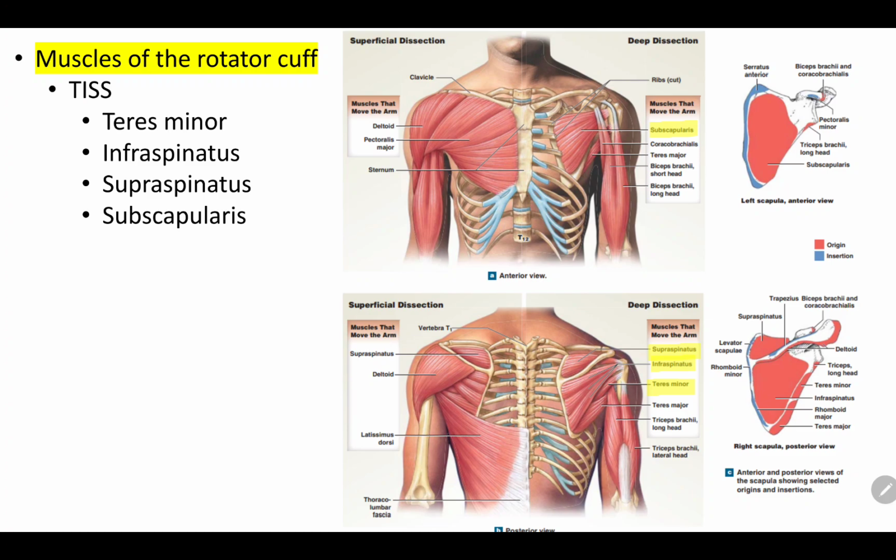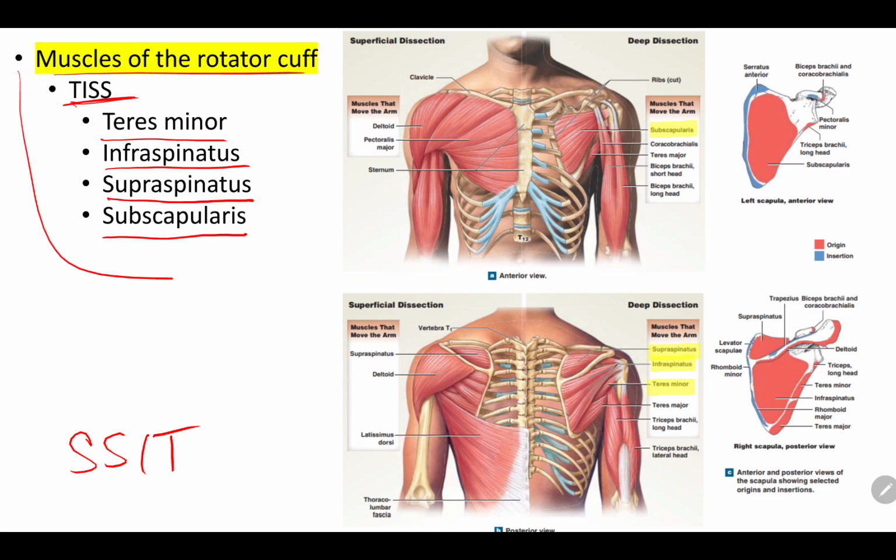Now, remember the muscles of the rotator cuff. I call them the TIS muscles, or you can say the SIT muscles, you can just do it backwards, however you want to remember them. If we use TIS muscles, it's going to be the teres minor, infraspinatus, supraspinatus, and the subscapularis. These are the muscles of the rotator cuff. Okay, so remember that.